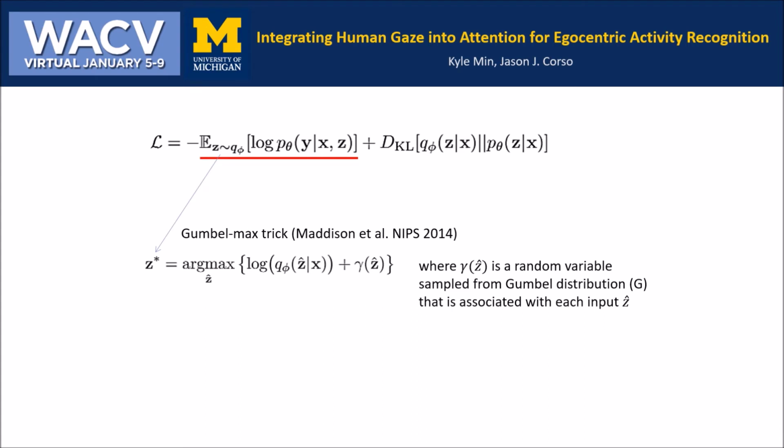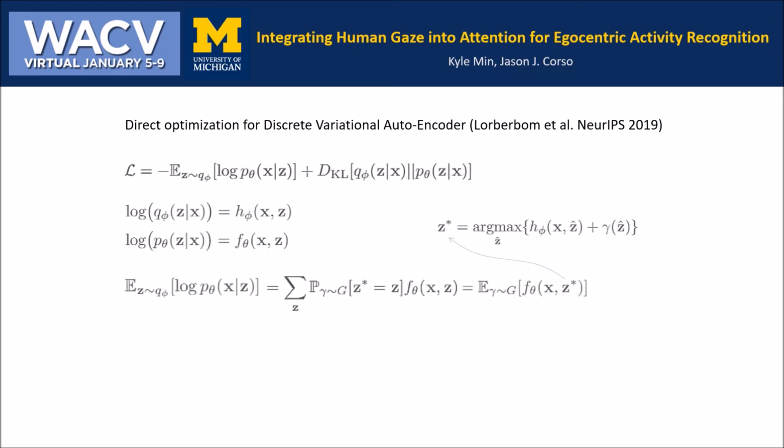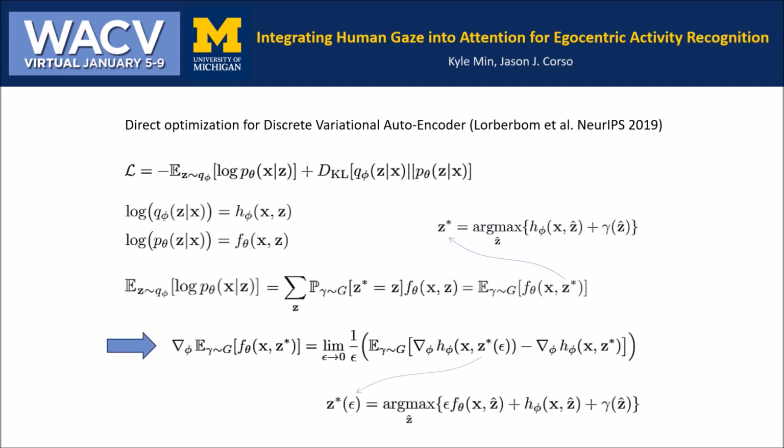Gumbel-Max trick provides an efficient way of drawing samples from a discrete latent space. However, the problem is that the argmax operation is non-differentiable, so we cannot evaluate the gradient of the expected log likelihood with respect to phi using a standard backpropagation algorithm. Here, we propose to apply direct optimization method to compute the gradient of the expectation term. It was originally proposed for a discrete variational autoencoder, and it introduced an unbiased gradient estimator for the expectation term with respect to the encoder parameters phi in the following form.